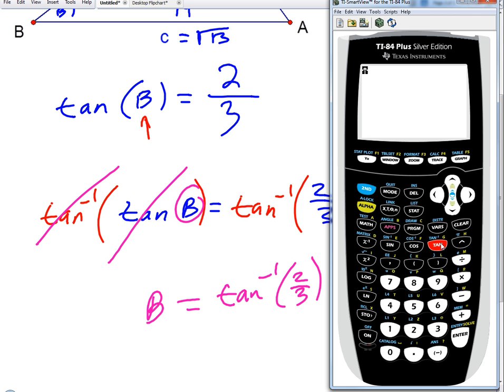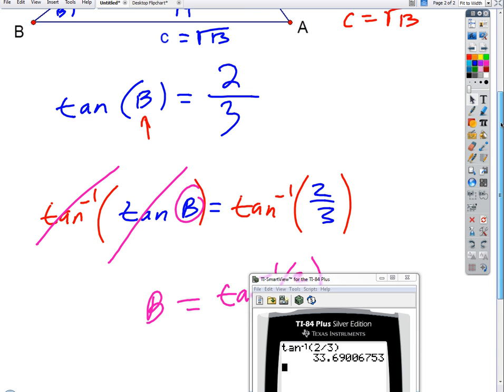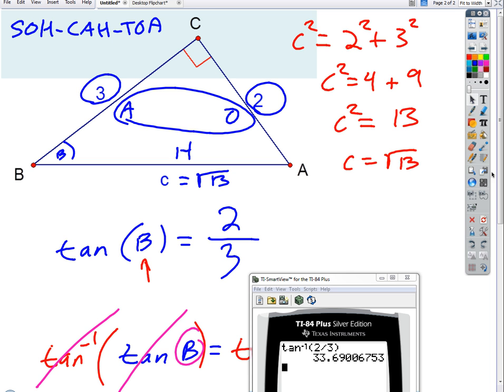So I'm going to put in 2/3 and hit enter, and it tells me that the angle, that angle B, is 33, if I round it to 2 places, 33.69 degrees. Okay? So I can go up here now in my triangle. I can fill that in. Isn't that nice? So I know angle B is 33.69 degrees. So how could I find angle A?